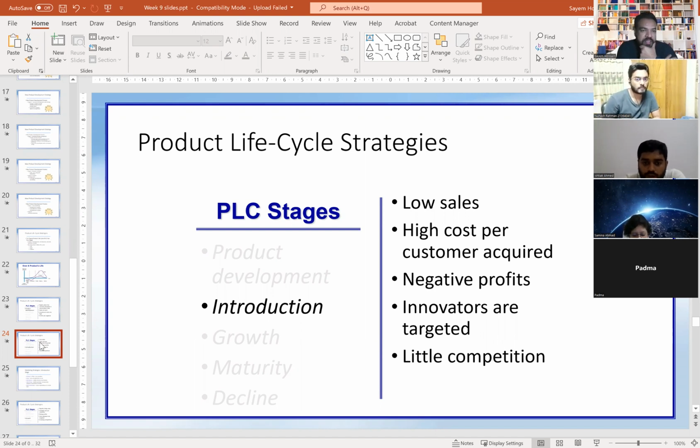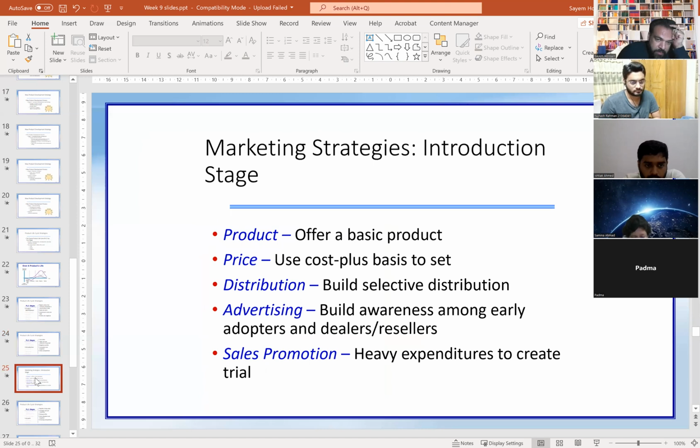Competition is still very little at this stage, because your consumers are not aware of the features of your product as compared to others. So this is called the introductory stage. Next comes marketing strategies. We might just focus on marketing strategies now. What could be the marketing strategies in the introductory stage?